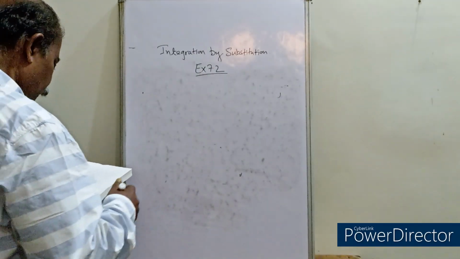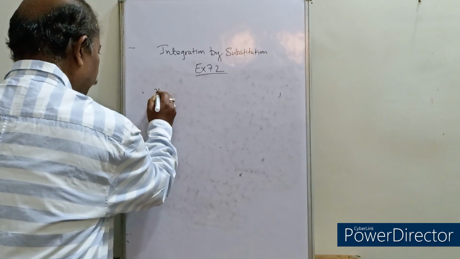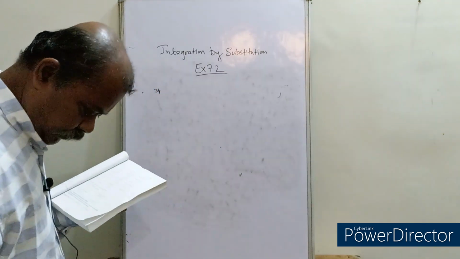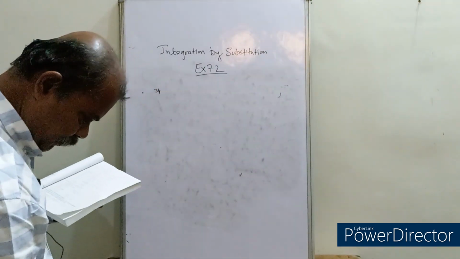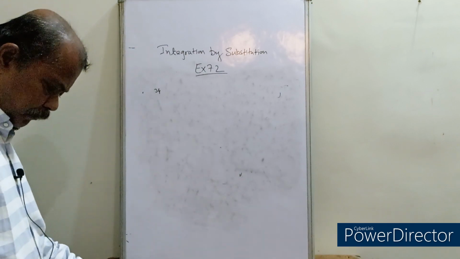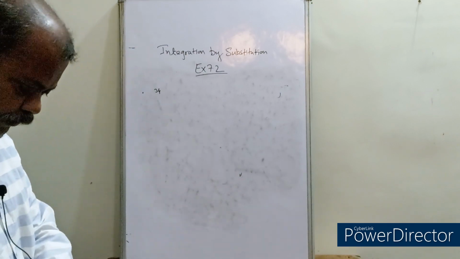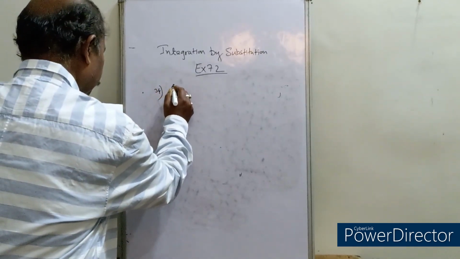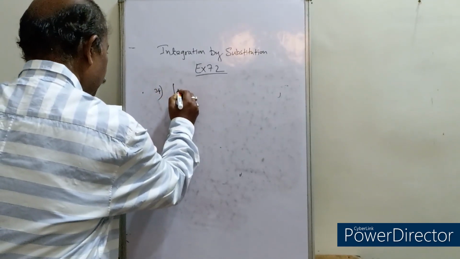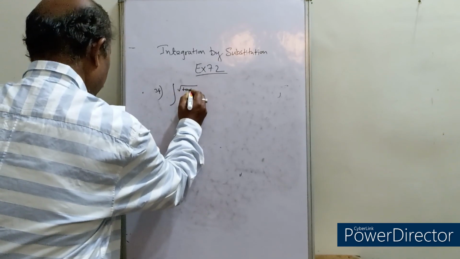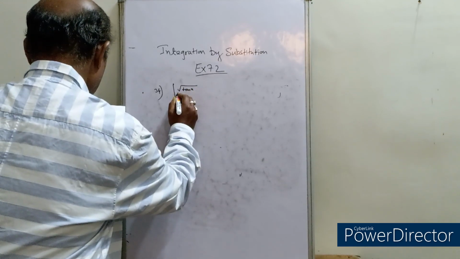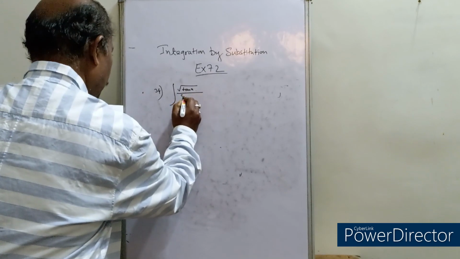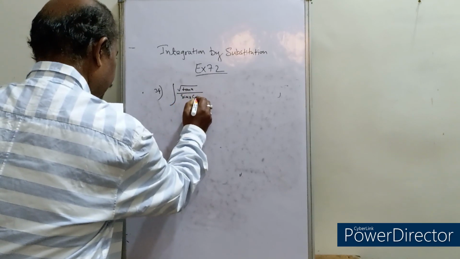Now question number 34. Here, question number 34, that is the integration of root tan x by sin x cos x dx.